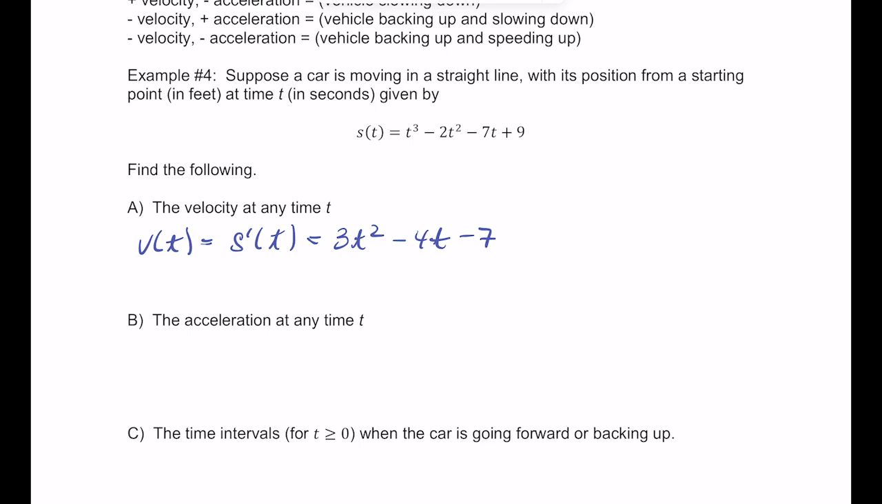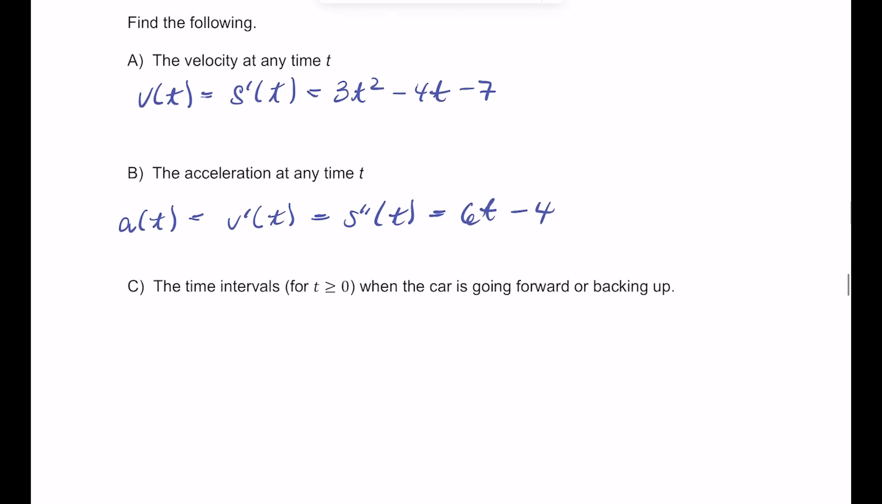If I want to find the acceleration at any time t, that's going to be the derivative of velocity, which would just be the second derivative of the position. So that's just going to be 6t minus 4. Now I want to find the time intervals for t greater than or equal to 0 when the car is going forward or backward.